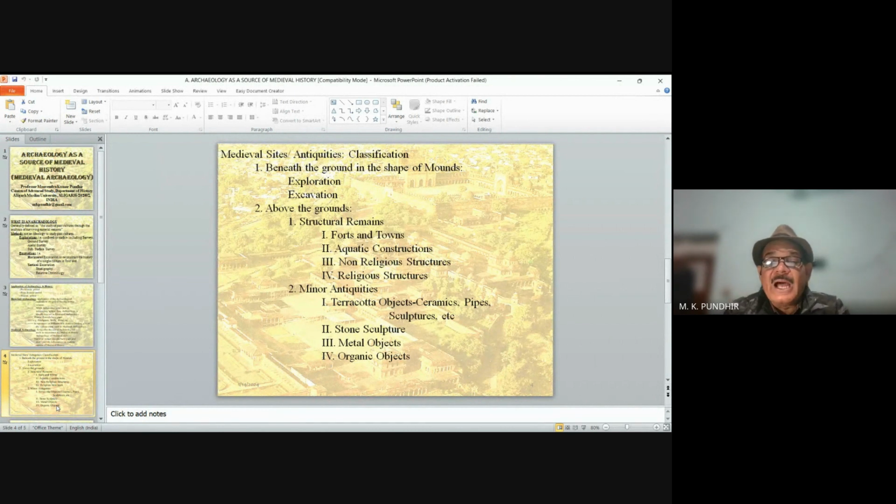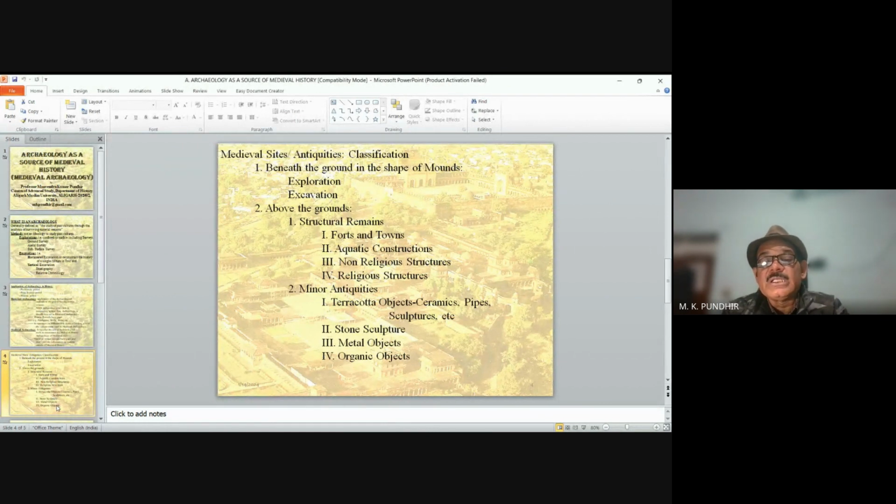Another important part of the structural remains belonging to the medieval period that could survive is the aquatic constructions. You know, without water, no life is possible. In the medieval period, a large number of water bodies were created. During the Sultanate, water was brought through canals to Delhi from the Yamuna. So many things you find.